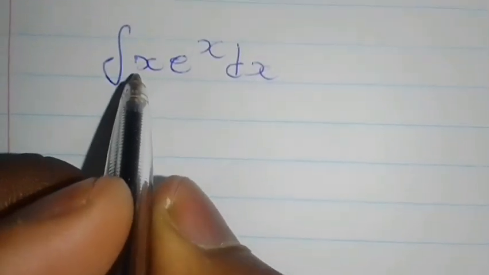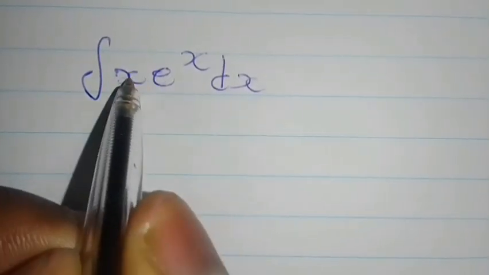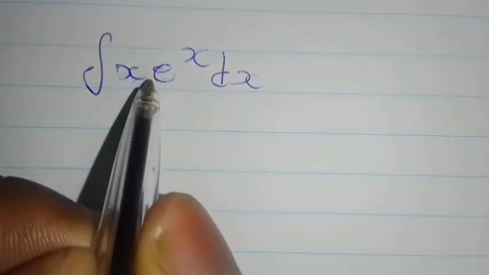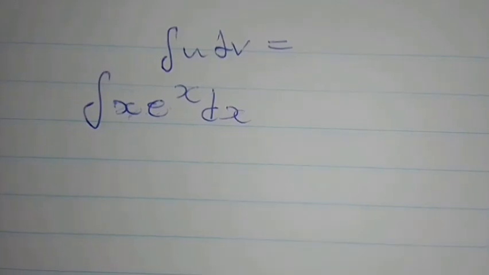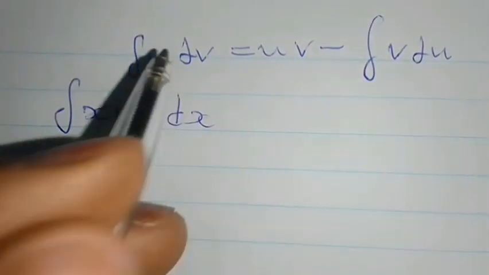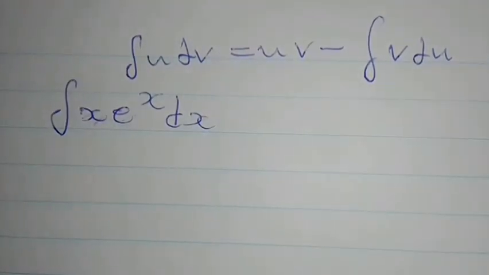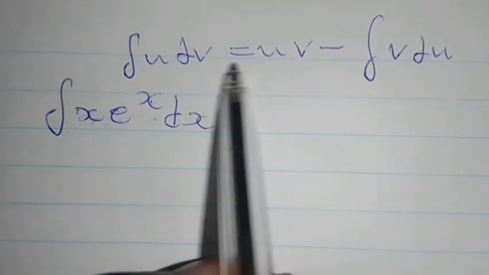Now notice that in this case you are able to find the integral of anything. The integral of x is going to be half x squared, and the integral of e to the x will just stay the same. Now from the formula, the integral of u dv is the same as uv minus the integral of v du. In this case you're trying to find the integral of x times e to the x, and we're going to apply this formula.